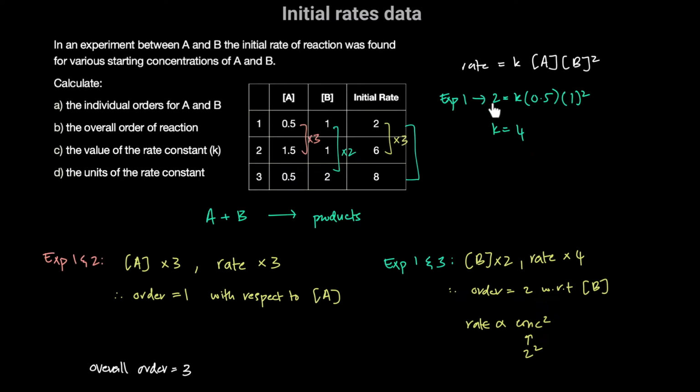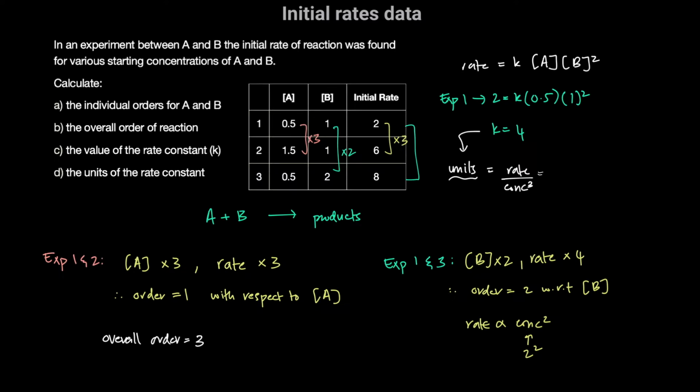The rate is 2 moles per dm cube per second. The concentration of A is 0.5 and the concentration of B is 1. Okay. Now, what are the units of K? If you look at the units of K, we have rate divided by concentration cubed. The units of the rate constant are simply rate divided by the concentration to the power of the overall order.